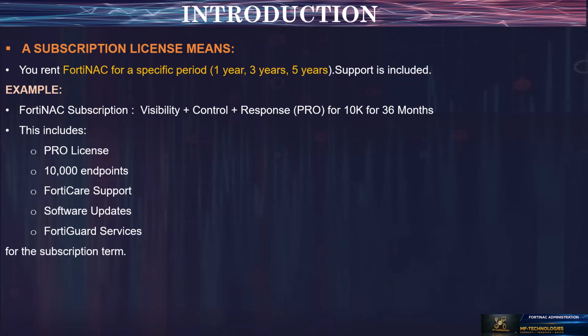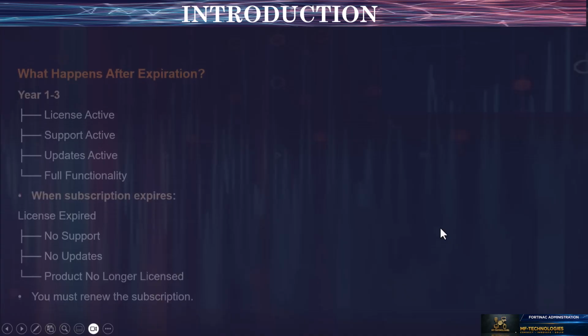In these 3 years, the customer receives the complete Pro feature set, technical support, software updates, FortiGuard services, and continuous maintenance. Many organizations prefer this license model because it aligns with operational budget and simplifies lifecycle management. Rather than making a large upfront investment, they pay for the software as an operational expense over the subscription period. But the question is, what happens when that subscription period ends?